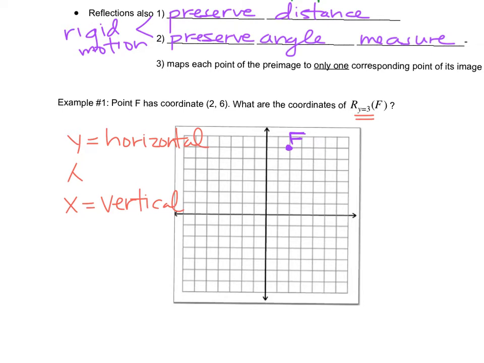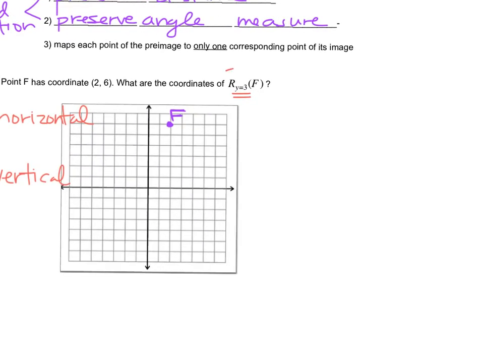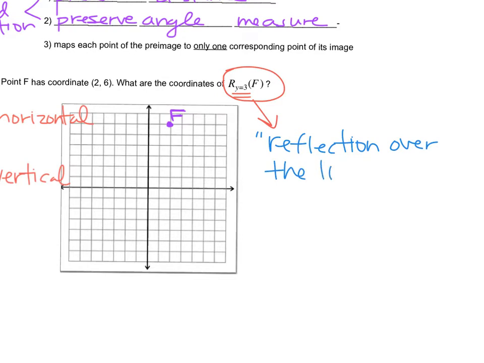So if they're saying here, the reflection over the line y equals 3 of F, we need to reflect it over that line. Just so you're clear, because later on you're going to look at this and wonder what it means again: this is saying the reflection over the line y equals 3 of point F. Capital R is reflection, just like the capital T was translation.